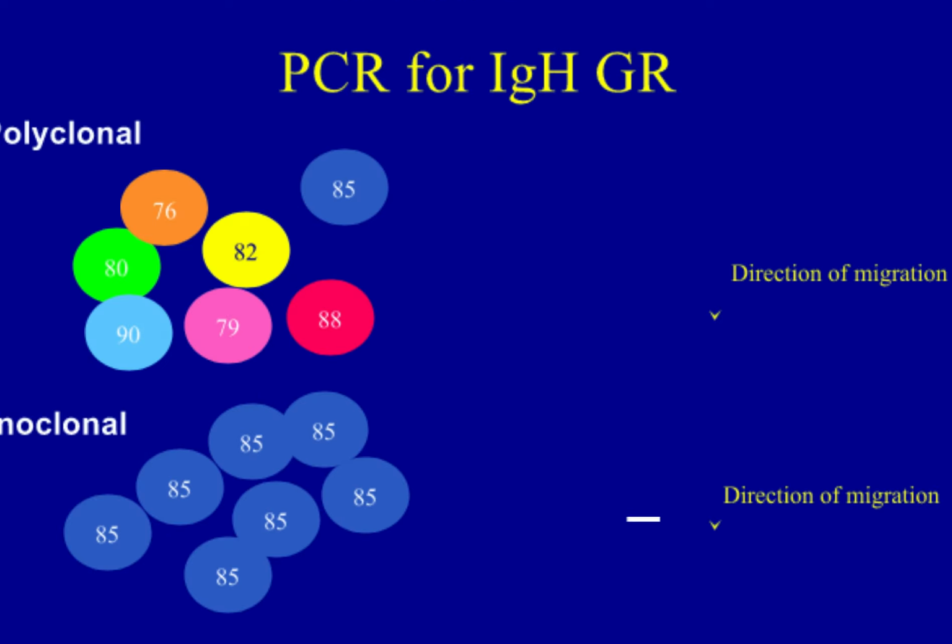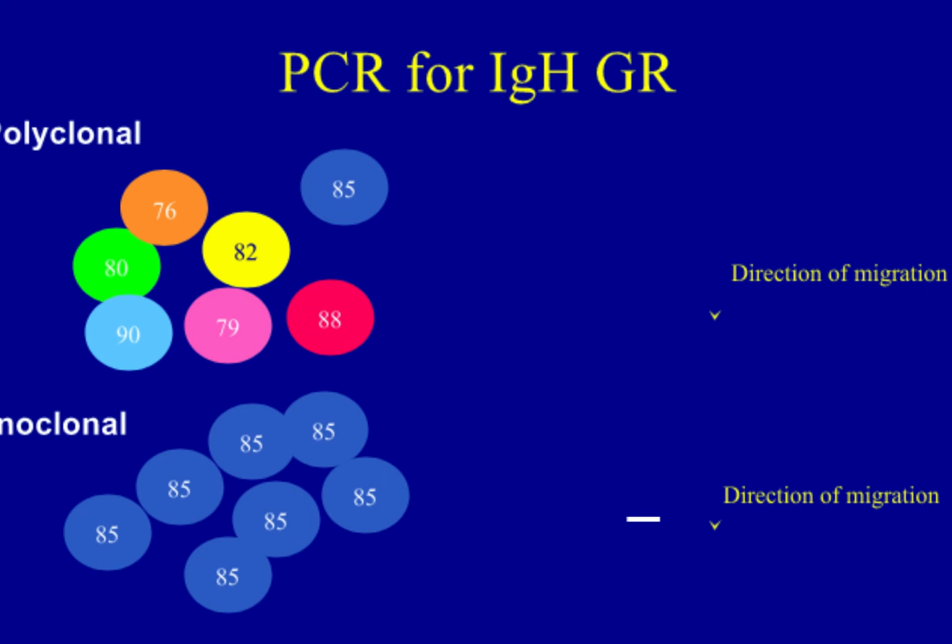This is just an example of what we do for immunoglobulin heavy chain. This is the gene that makes an antibody. You can see on the top where you have a polyclonal situation represented by the different colors of cells. In the immunoglobulin heavy chain gene, we can look for a piece of it. Each cell makes a different antibody, so it has a different length of part of that gene, and we can size that and look at it.